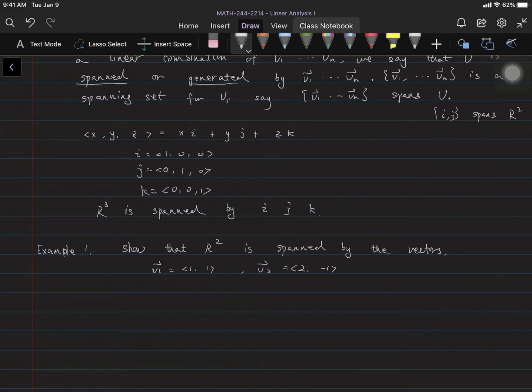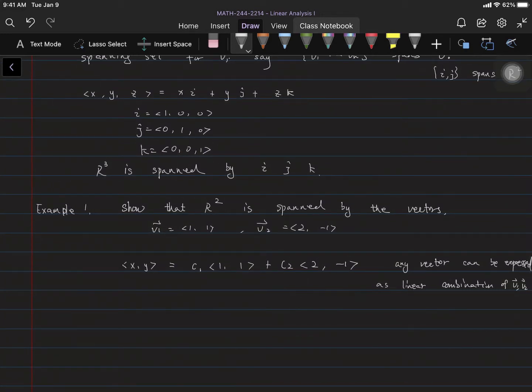Let's take a look at this one. R2 is spanned by those two vectors. We want to show that. So let's see how to show that. That means any vector in R2 can be expressed as a linear combination of V1, V2. Think about the definition: c1 V1 plus c2 V2. So if c1, c2 exist, we can say that's true, that c1 V1 plus c2 V2 generates R2. So we just want to see if c1, c2 exist.